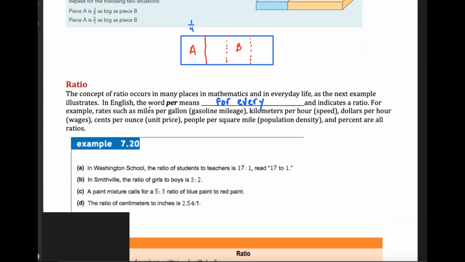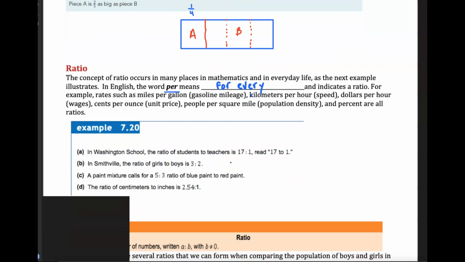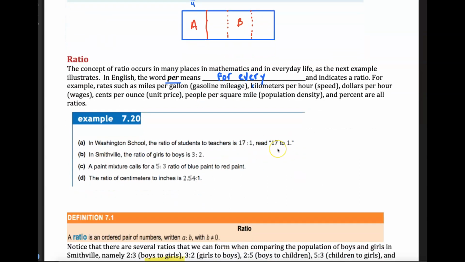So what we look at right away is, what is a ratio? The concept of ratio occurs in many places in everyday life. And in a ratio, we use the word per. So for example, cents per ounce, dollars per hour, miles per hour, how fast you're going. This word per means for every. For this first example, we're just looking at different examples of ratios, and you can read those here and how they're displayed for us.